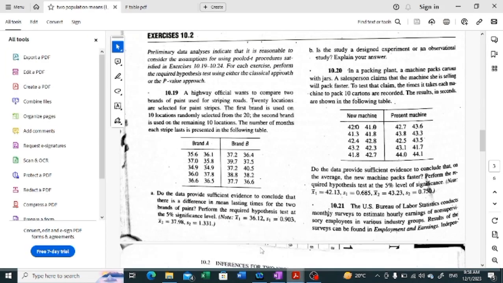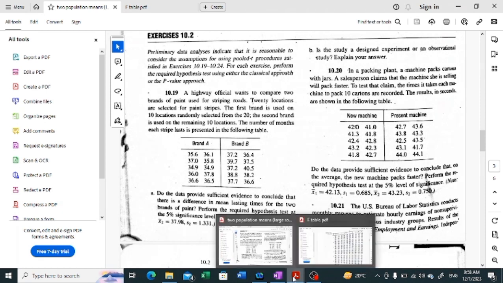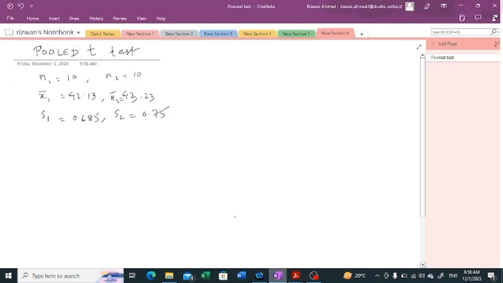Now, what is the nature of the test? For that, we need to read the requirement of the question: do the data provide sufficient evidence to conclude that on the average, the new machine packs faster. And notice one thing, that the new machine is given first in order. And we need to apply the logic before stating H1.